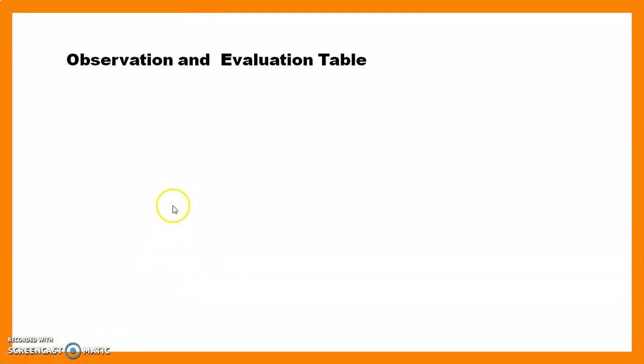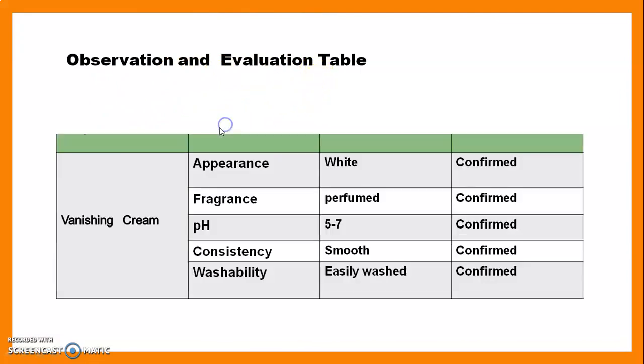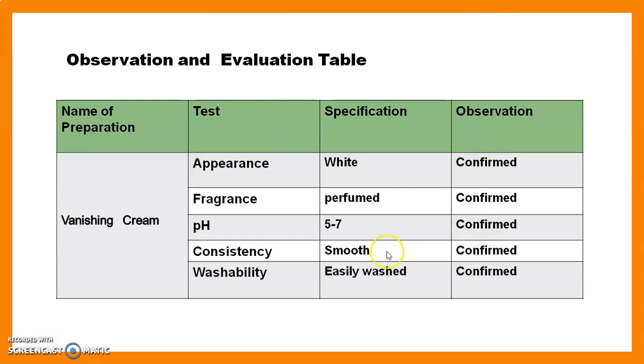After going through the stepwise procedure, we move toward the observation and evaluation table. It should contain the name of our preparation, test, specification and observation. The name of our preparation is vanishing cream. Tests to be performed are the appearance test, fragrance, pH, consistency and washability. We see the appearance of our cream is white. We confirm that test. Fragrance is perfume. We added the perfume. We confirm that test.